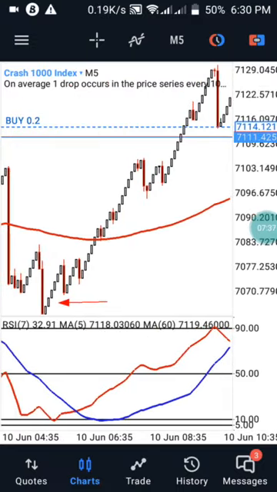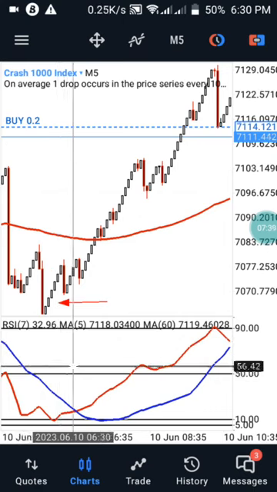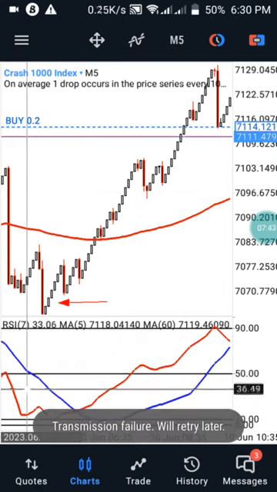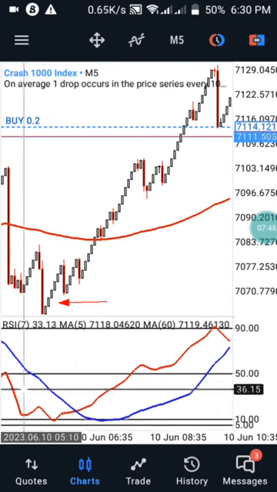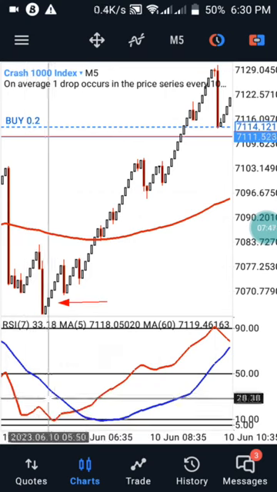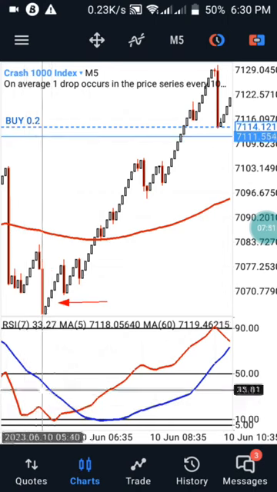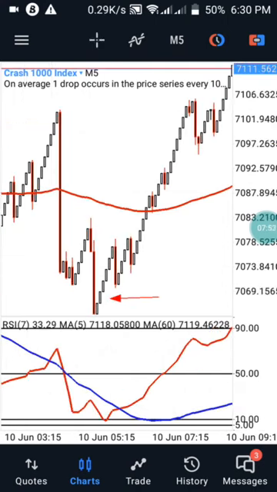We have another confirmation at this area. You see, we have our red line on our 90 here, and we also have it at the 90 level here. We have it at the 10 level here. We have it at the 10 level here. So we have 2 confirmations at this particular area.